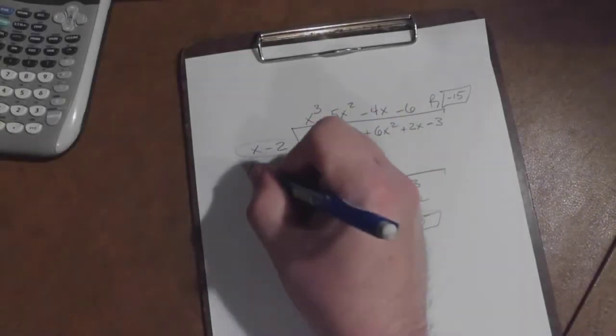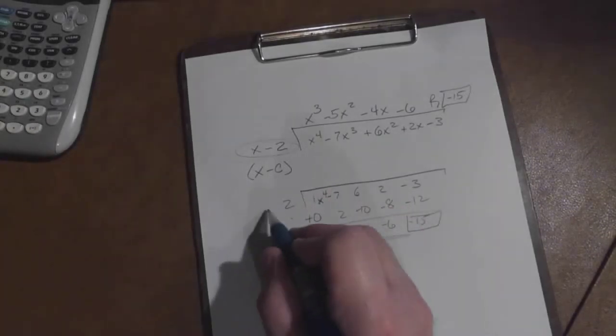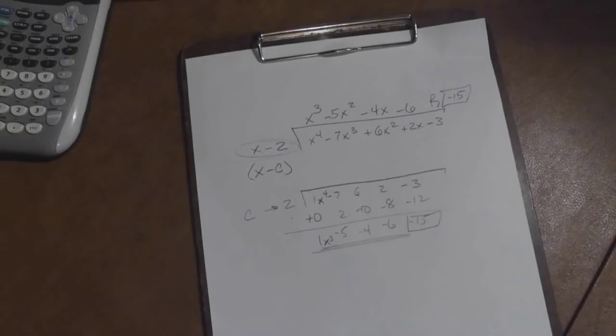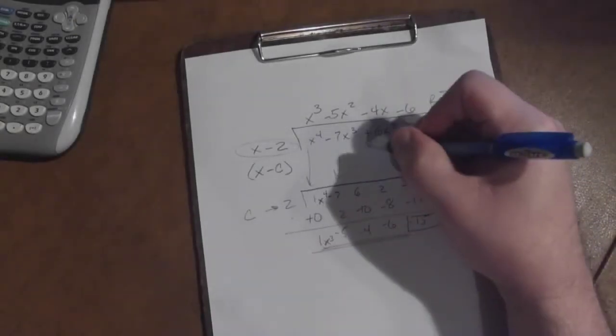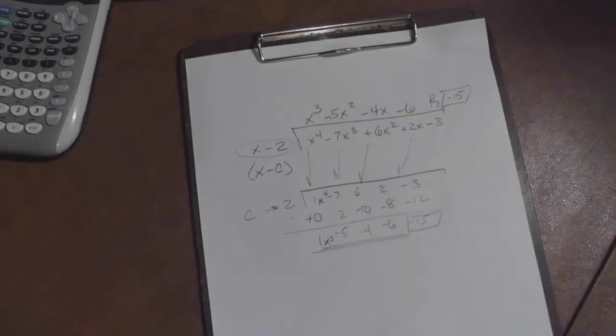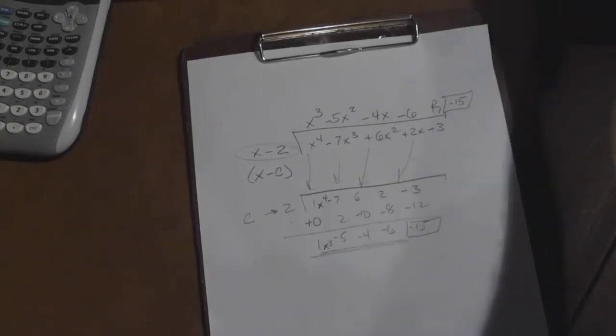All right, folks? So that is synthetic division. It's a division process that we can use when our divisor takes on this format x minus c. It only works in this case, folks. In this process, then, this number we use here is going to be our value of c. These are going to be the coefficients.